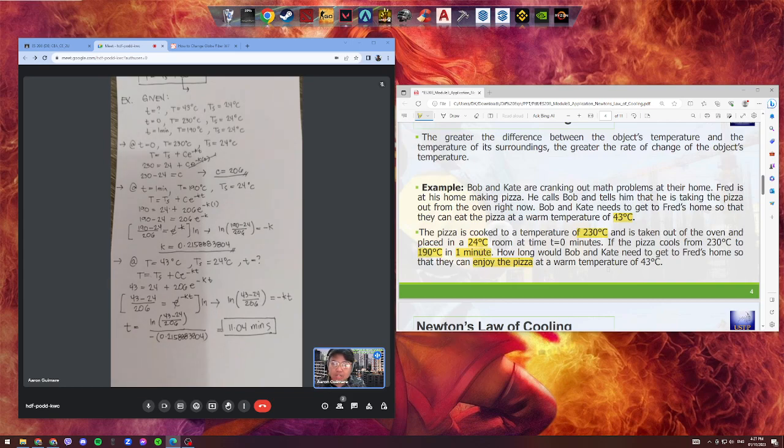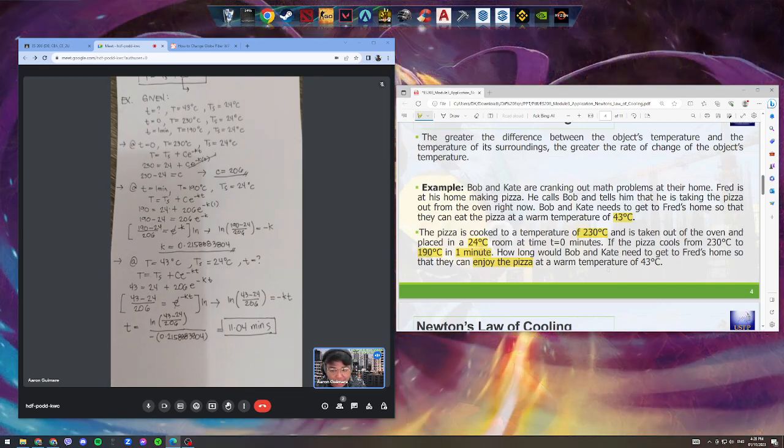So I hope you understood. Actually, it's the same process we did in exponential growth and decay. We just need to cite the conditions given by the problem.